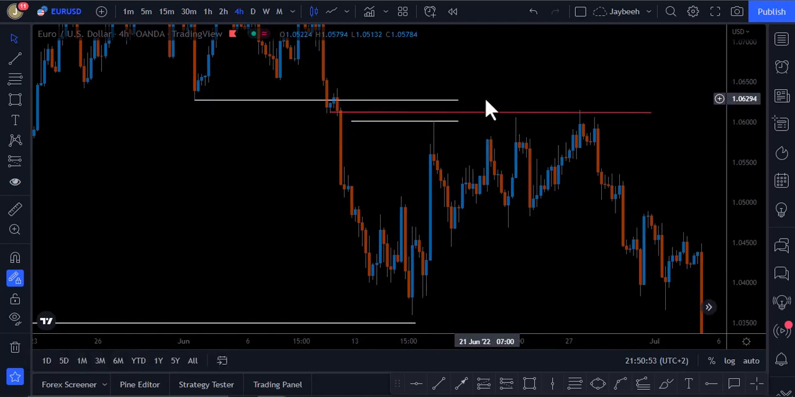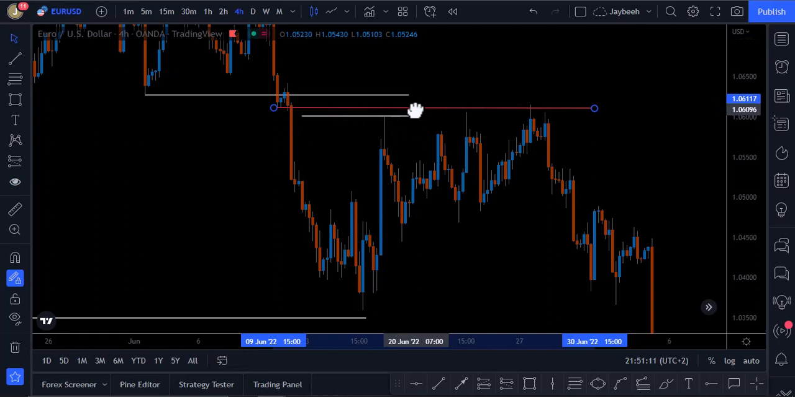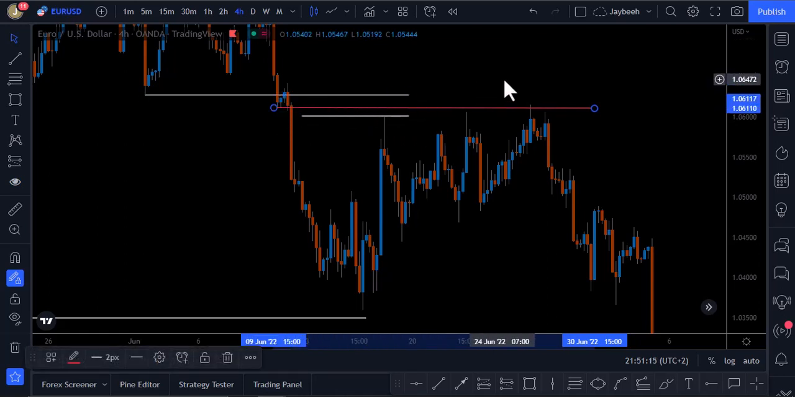So I knew the market would at least reach the 50% of this gap here, which you can check from here to here. But I can't go into more detail on that. But the thing that is very clean is this order block here inside the weekly gap.